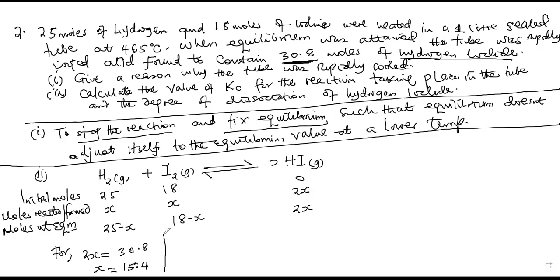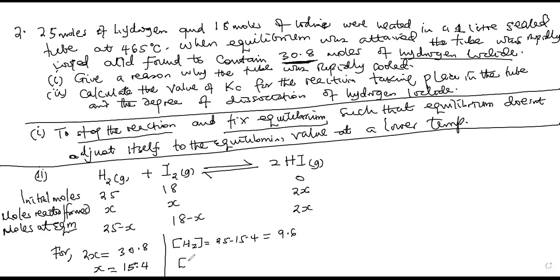After getting the value of X as 15.4, we can get the moles of hydrogen, iodine, and hydrogen iodide at equilibrium. Remember that since we were told it is a 1 liter vessel, the concentrations are the same as the moles, because we divide by the volume, which is 1 liter. So the concentration of hydrogen will be 25 minus the value of X, which is 15.4, and this gives us 9.6.